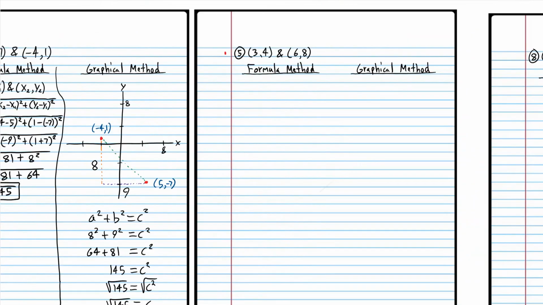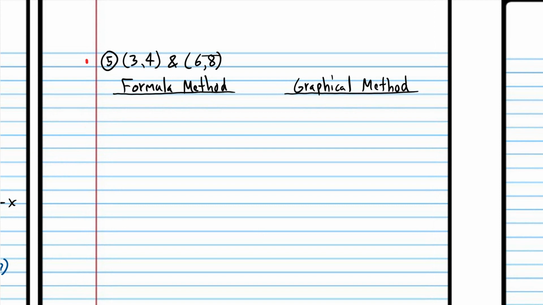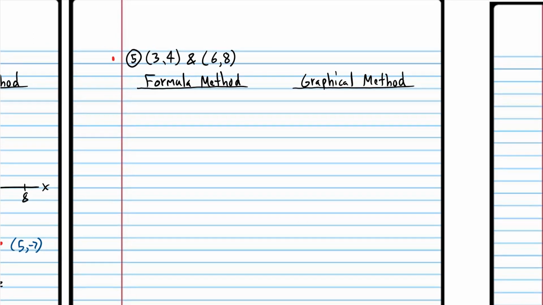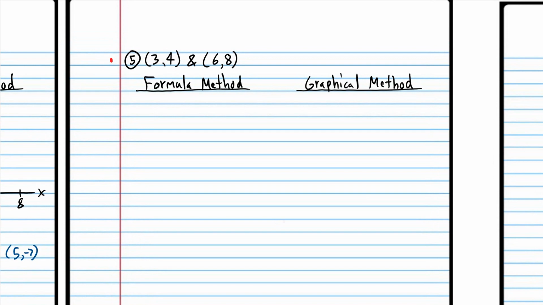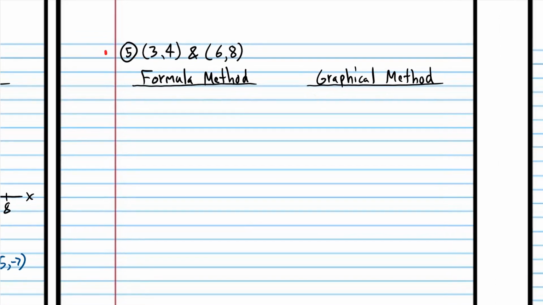So I want you to try number 5. You're going to find the distance between these two coordinates, and I want you to use either the formula method or the graphical method, but I would not use both because it's just going to take too long to do the problem. I don't want you to get the idea that these problems take a long time. So go ahead and do number 5. Choose which method you want to do, and when you come back, we'll do it together.